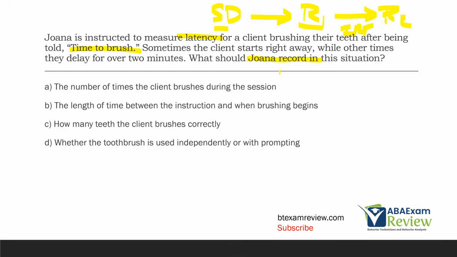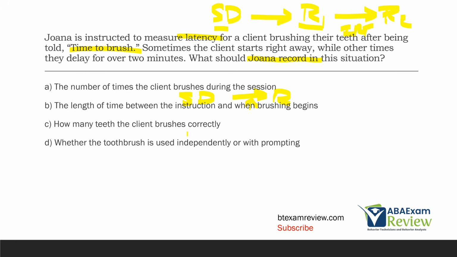So what is Joanna going to record in this situation? A, the number of times the client brushes during the session. Well, that's going to be a frequency, and it's not going to give us the information we need for latency. B, the length of time between the instruction and when brushing begins. Yes, instruction is the SD. Brushing begins, response. Length of time is here, so we're measuring.